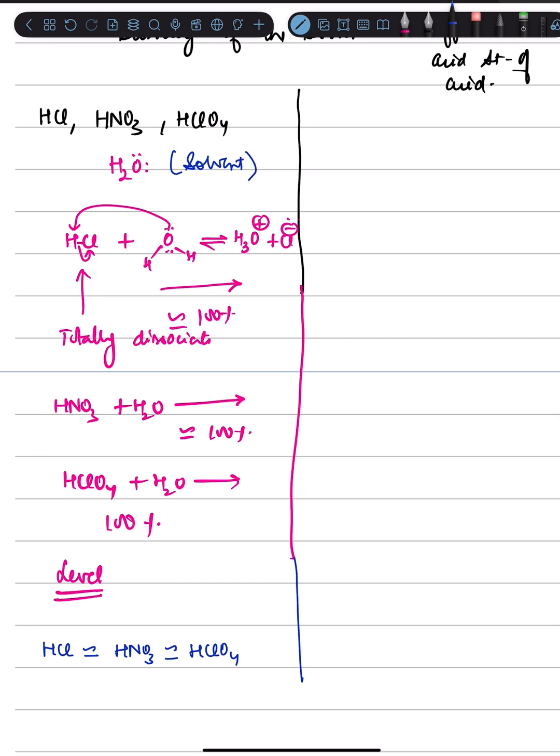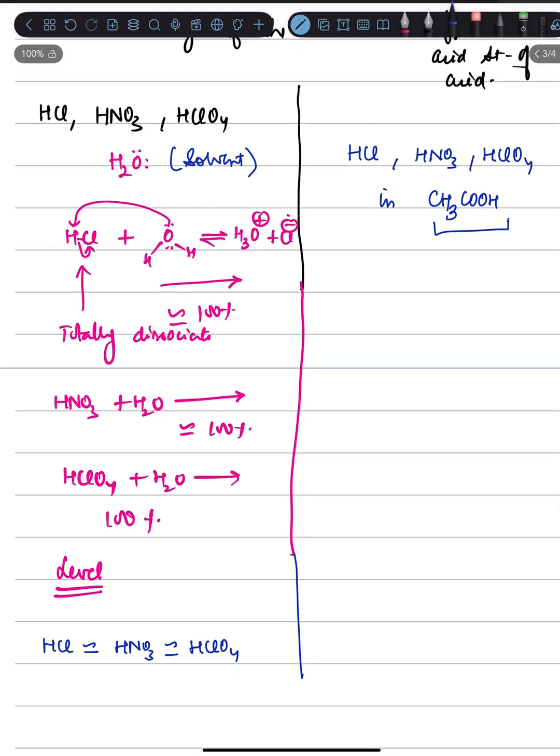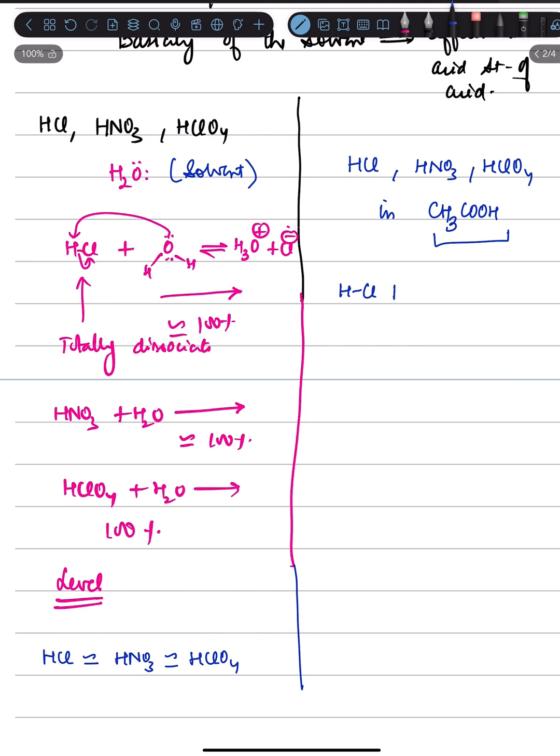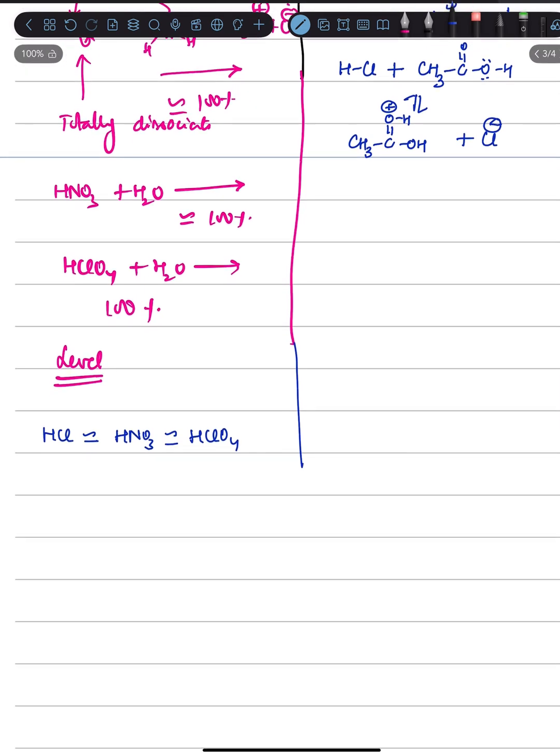Now if you dissolve the same three acids, hydrochloric acid, nitric acid, and perchloric acid, in acetic acid, acetic acid is a weak acid in comparison to all these three, so it will act as a base. So if you dissolve hydrochloric acid in acetic acid, acetic acid gets protonated; it acts as a base here. Okay, so same is the case with nitric acid and perchloric acid.